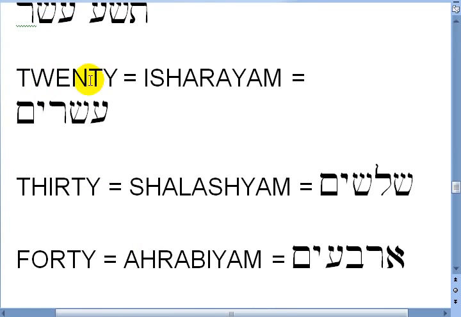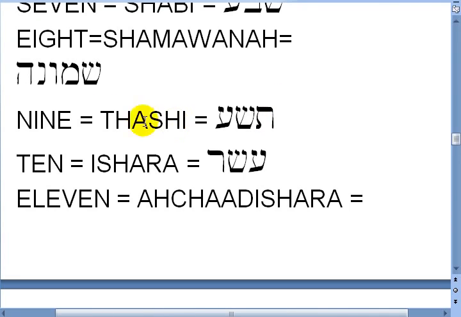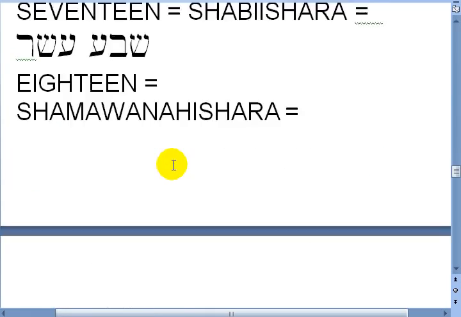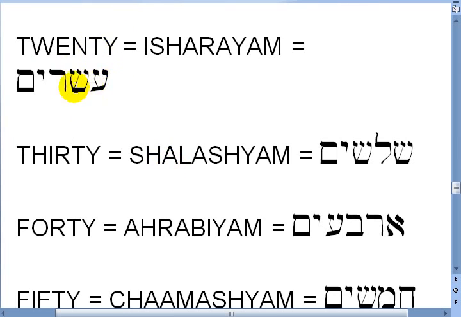And then you got 20, which is Aisharayum, which is basically 10 with a yum at the end, which makes it plural. I'll go back up here and show you the 10. 10 is Aishara, right? 20, where are we? Right here. 20 is Aisharayum.